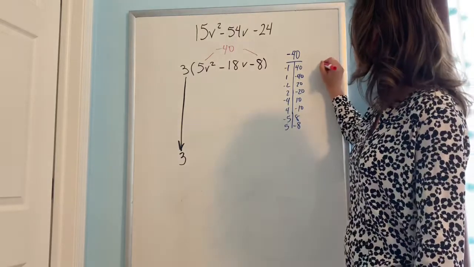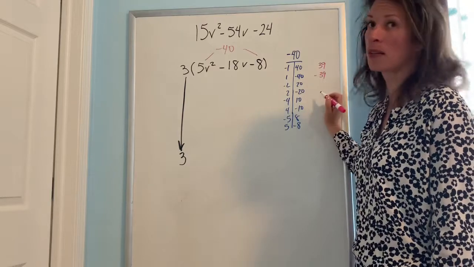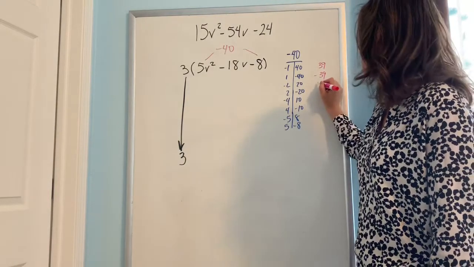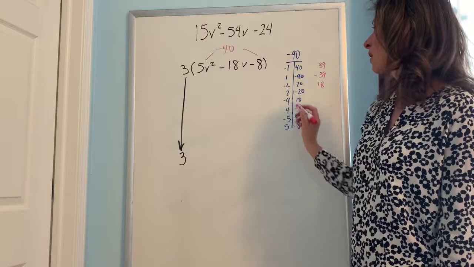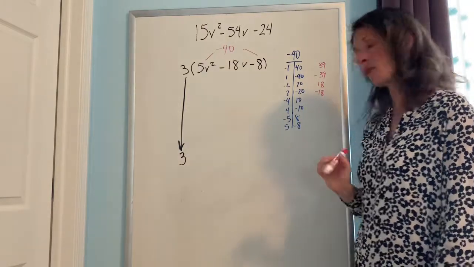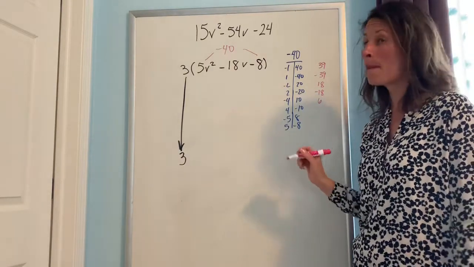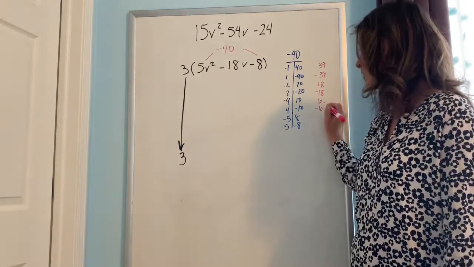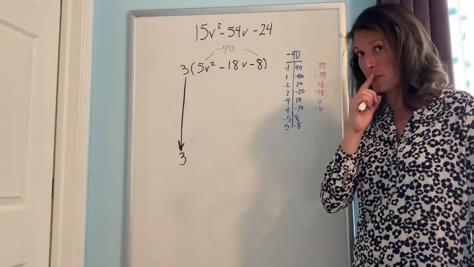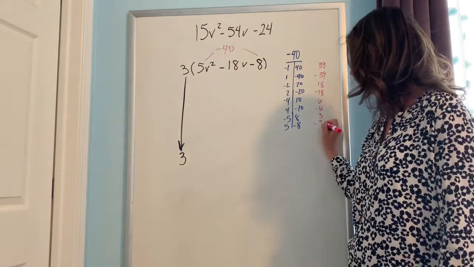Negative 1 plus 40 is 39. 1 minus 40 is a negative 39. Negative 2 plus 20 is 18. 2 minus 20 is a negative 18. Negative 4 plus 10 is 6. 4 minus 10 is a negative 6. Negative 5 plus 8 is 3. 5 minus 8 is a negative 3.